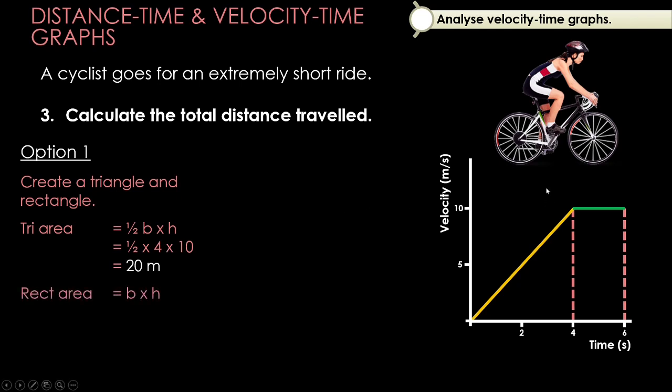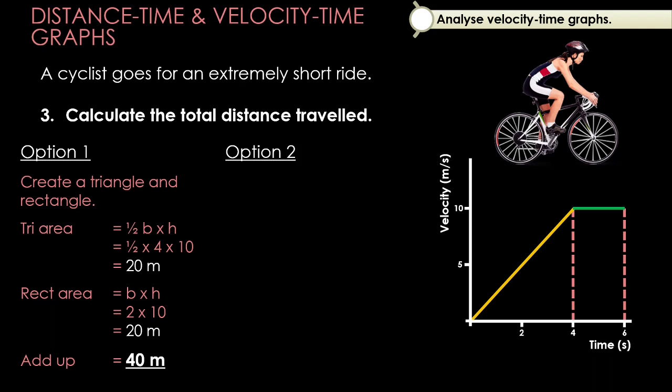We can then find the area of the rectangle. We do that by doing the base times the height. So 6 minus 4 is 2 on the base, and the height is 10. 2 times 10 is 20. Then all we have to do is add those two things together. 20 plus 20 is 40. So the distance travelled is 40 meters, and that's the correct answer.